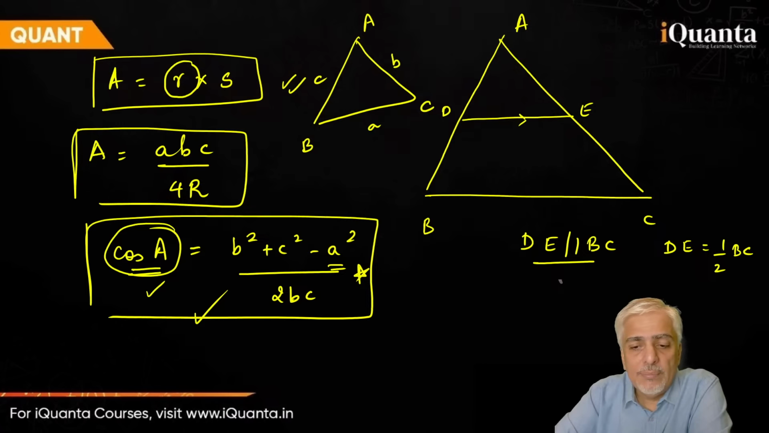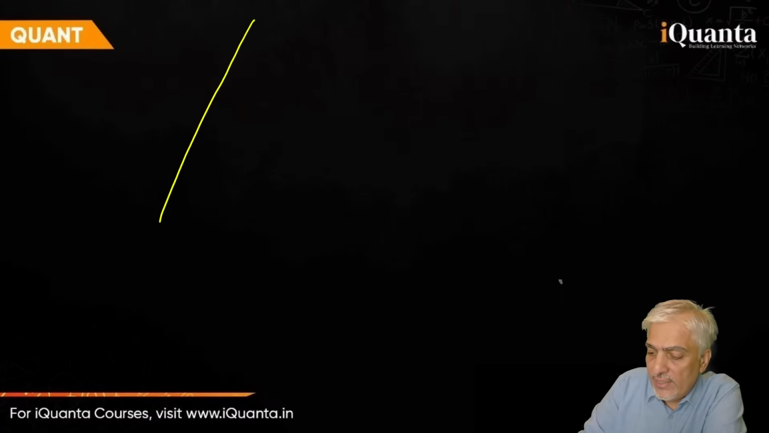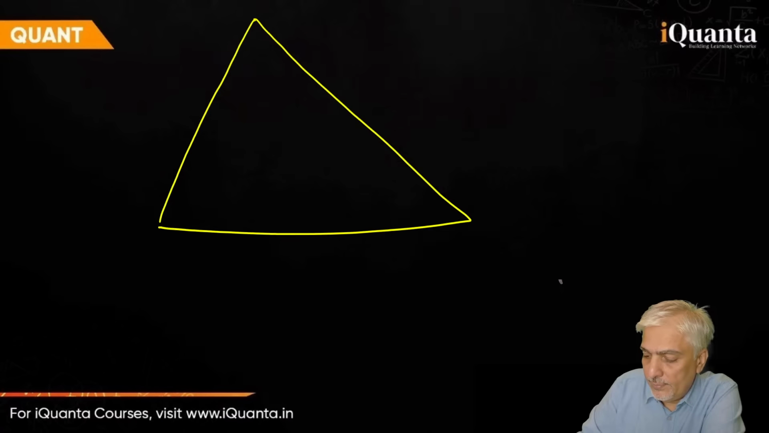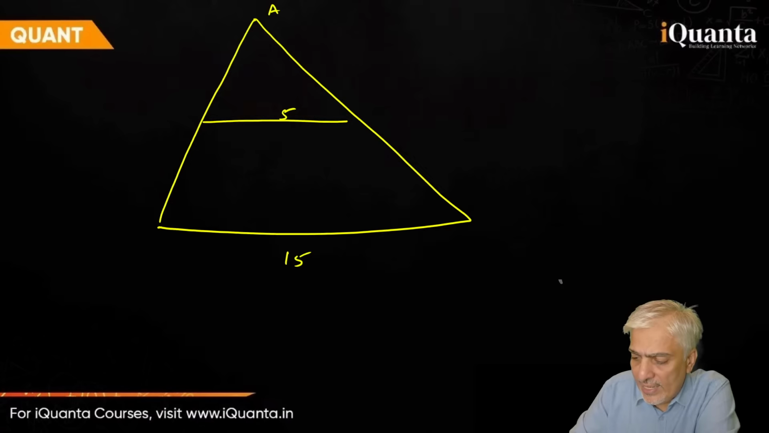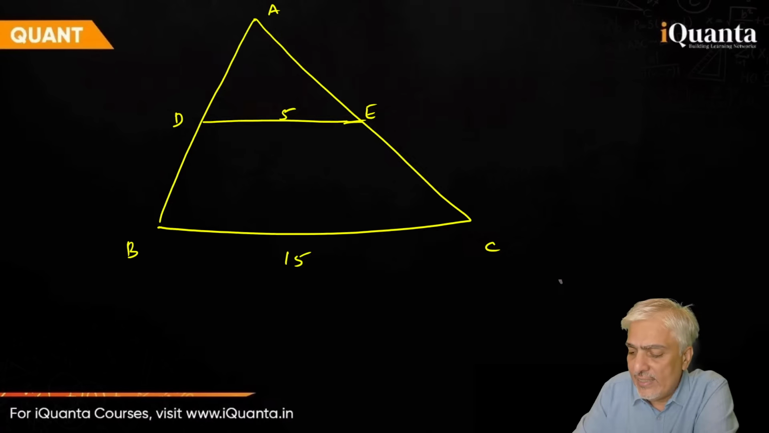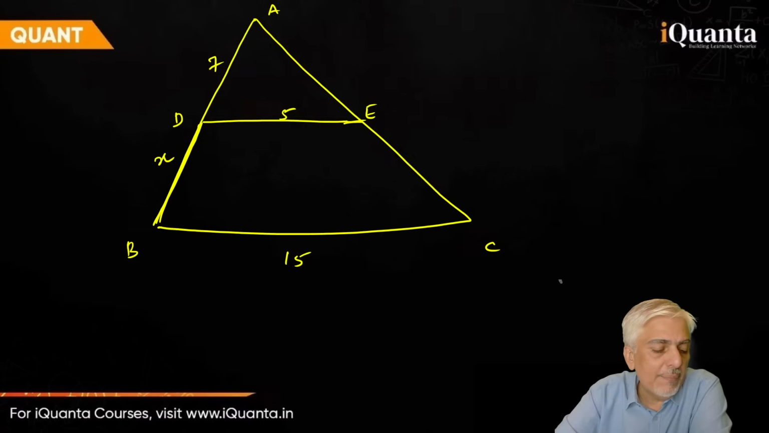Okay. One common mistake which a lot of students make is here. Pay attention to the next property. Suppose I have a triangle where this side is 5 and this side is say 15, and ABC is there. This is D, E. This is not the midpoint now. They've not told midpoint. And they've told you AD is say 7. How much is DB?